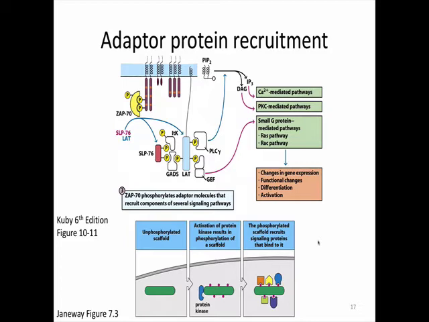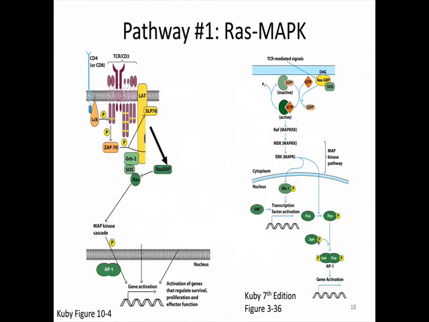And so what I have to do now is walk you through a few different things that could happen. There are branches that happen after LAT and SLP76. So at the beginning, it's always LCK, it's always ZAP70, it's always LAT and SLP76, and then we get some branching that happens from this point. So we're going to see a few different branches. The first branch is the one that students like the best.